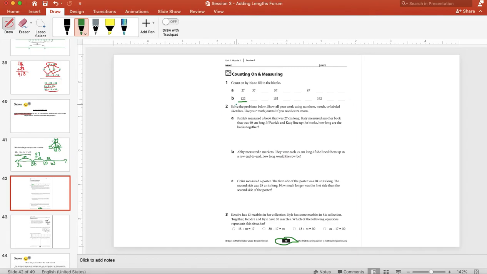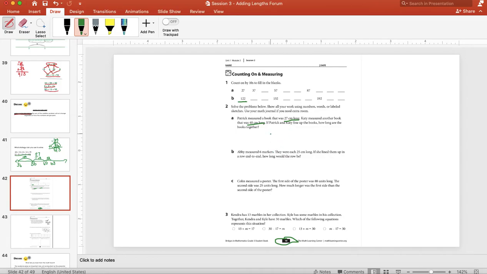Number 2 says, solve the problems below. Show all of your work using numbers, words, or labeled sketches. Use your math journal if you need extra room. So letter A says, Patrick measured a book that was 27 centimeters long. Katie measured another book that was 40 centimeters long. If Patrick and Katie lined up the books, how long are the books together?